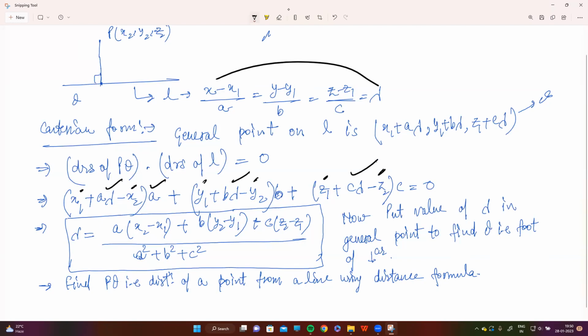And now put the value of lambda in the general point. Put the value for lambda here. Find the values for x, y, and z, because that x, y, z is the point, that is the foot of the perpendicular. And then find the PQ distance using the distance formula. Okay. And similarly, you can find the point P dash, which is the image of the point.